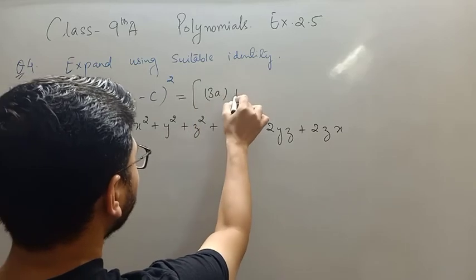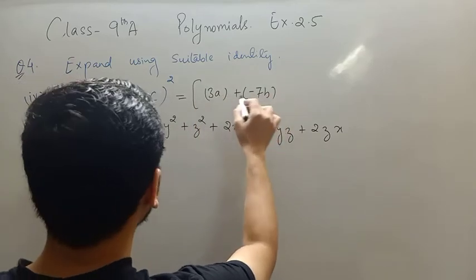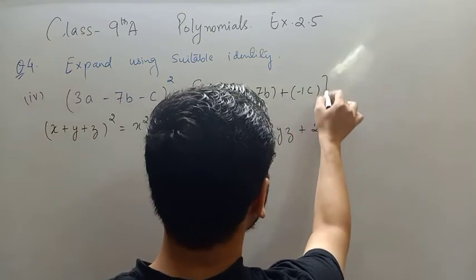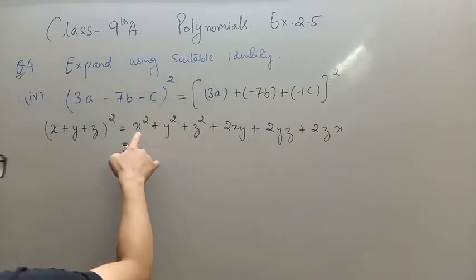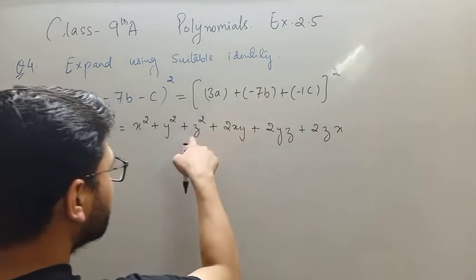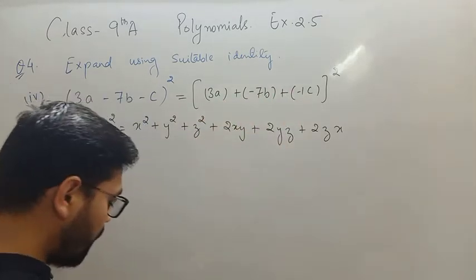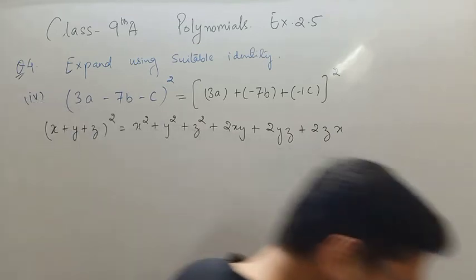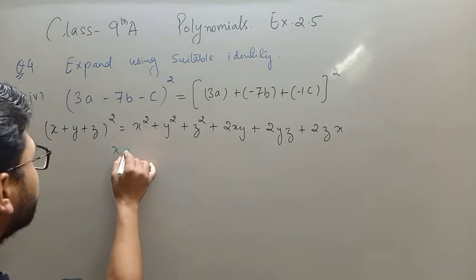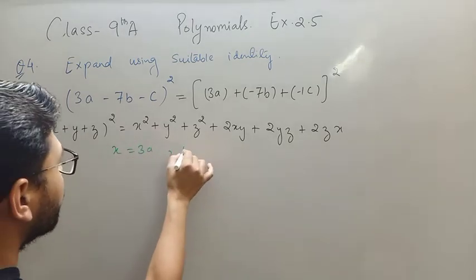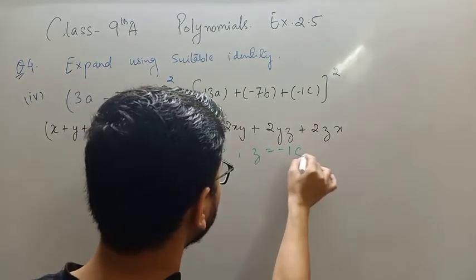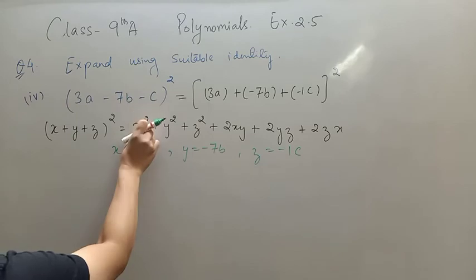Okay, so how can you represent this expression? (3a plus minus 7b plus minus 1c) and whole square. So in place of x you have 3a, in place of y you have minus 7b, and in place of z you have minus 1c. Or you can write x is equal to 3a, y is equal to minus 7b, and z is equal to minus 1c. Now just put these values in this expression and you will get the answer.